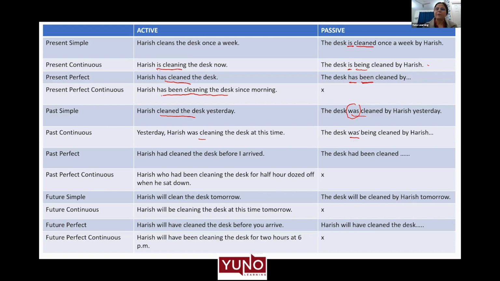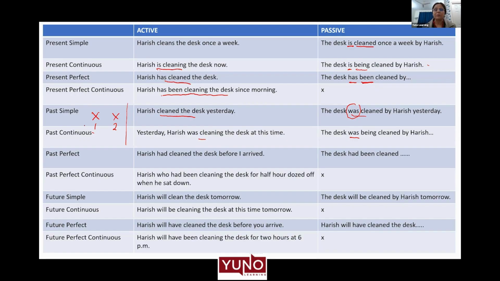Okay, past perfect. When do we use past perfect? When two actions happened in the past. This was the first one, and this was the second one. Whatever happened first is put in past perfect tense, like we have that "by the time."